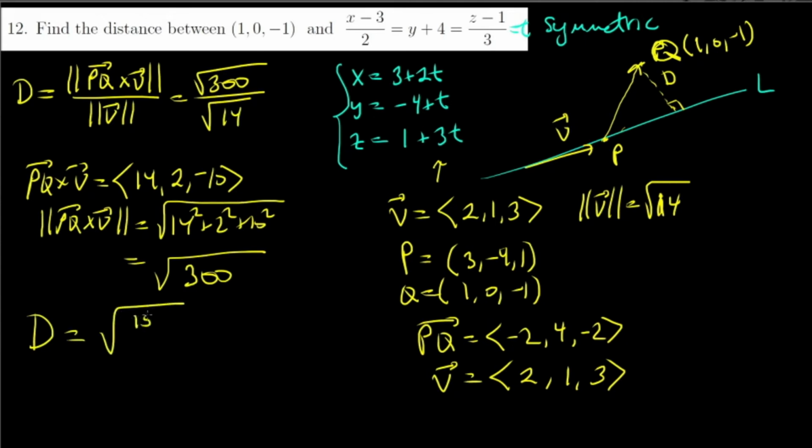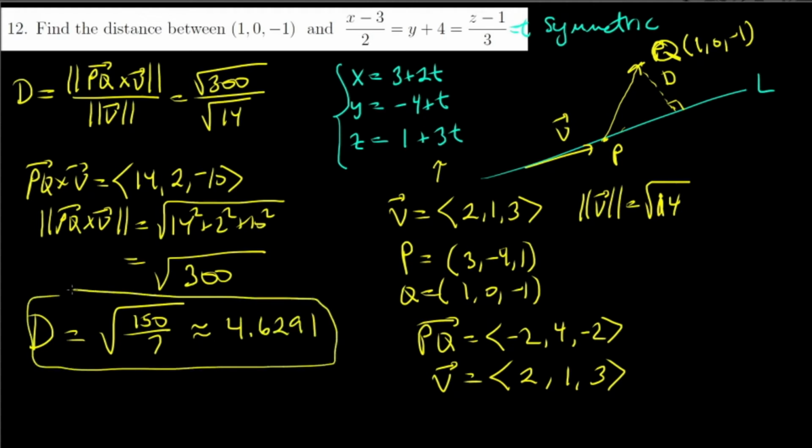So the square root of 150 over 7, which is approximately, take the square root, 4.6291. Okay, so you have the exact, you have the approximate, good enough. You can even round it, right? 4.63 is probably good enough.